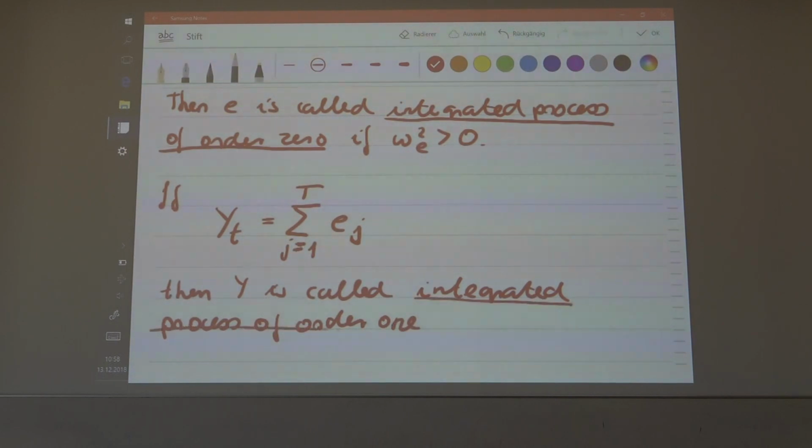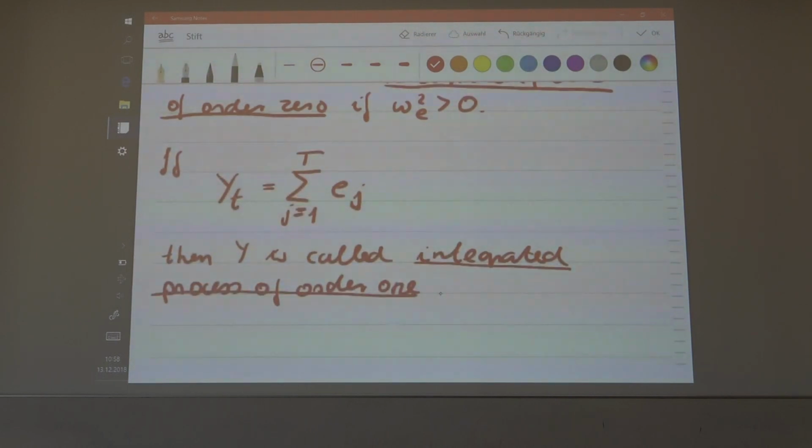Okay, so these are the two that we distinguish. And then the notation here is as follows. Here you have y, so this is how we denote this, and then you have tilde, then capital I denoting integrated, and that's how you would do it.